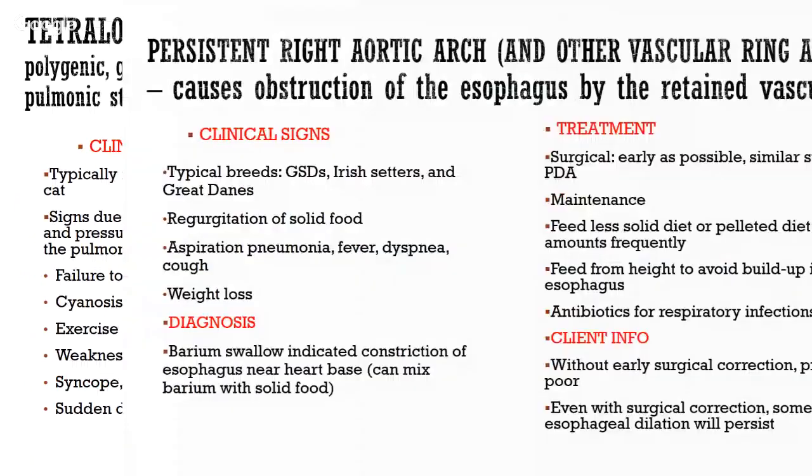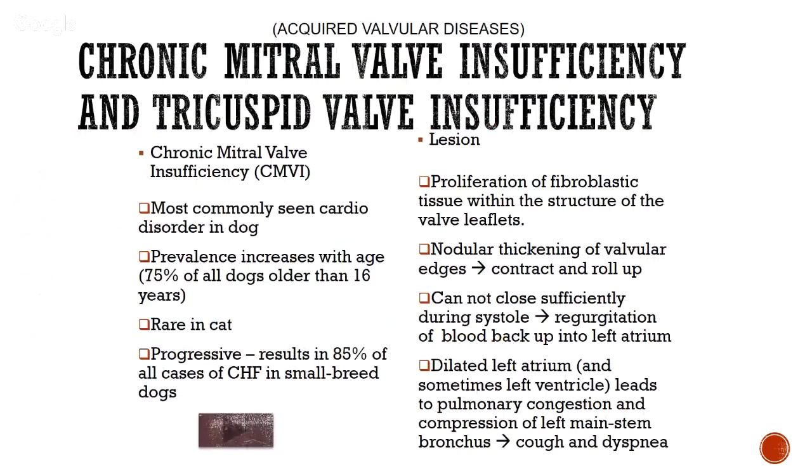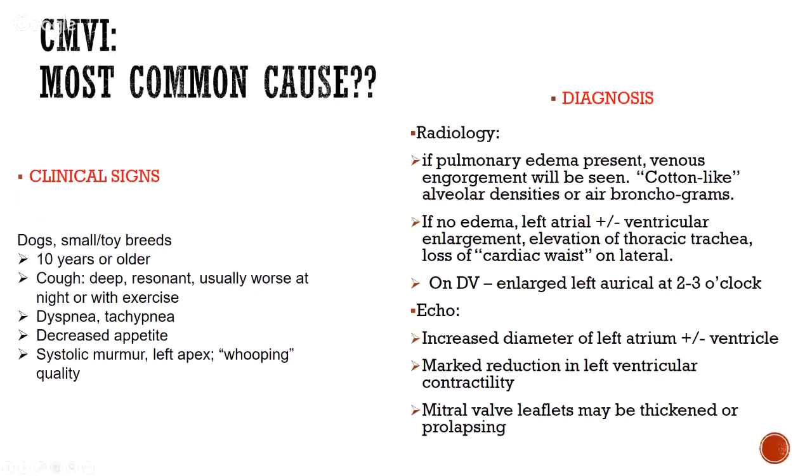Here is chronic mitral valve insufficiency. One big point that I want to make here. Why does this happen? Let's think about what happens in it. It happens in these older dogs, small toy breeds. Think about these dogs. What do their mouths look like? They have really bad breath. So dental disease is actually the most common cause of chronic mitral valve insufficiency.